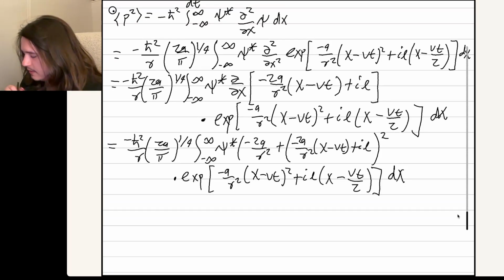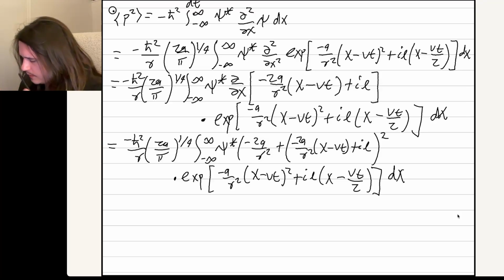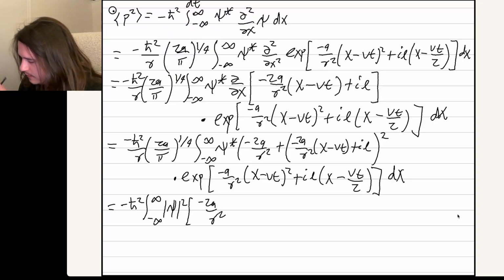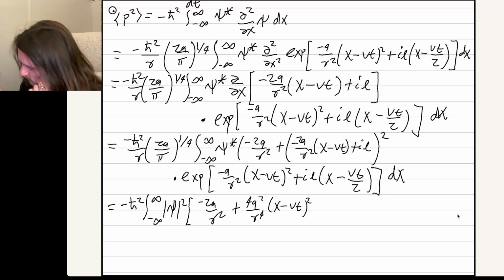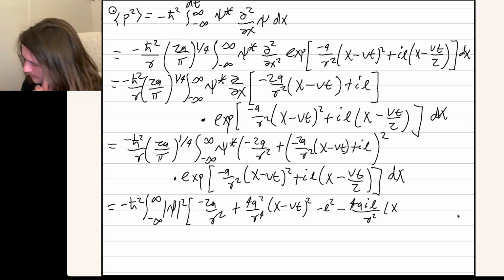Now let's combine these back into psi squareds and also expand this square by getting rid of the factor of gamma and the 2a over pi thing from before, because now this is the integral of the mod squared of psi, but then we just have the minus 2a over gamma squared plus 4a squared over gamma fourth, (x minus vt) squared, minus l squared, and then minus 4ail over gamma squared times (x minus vt).